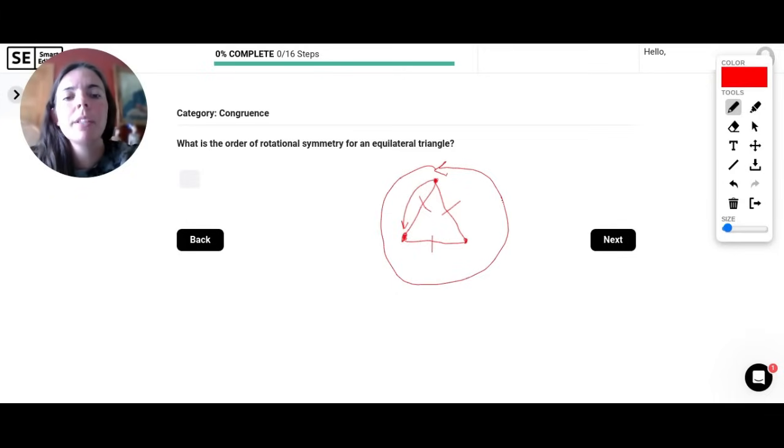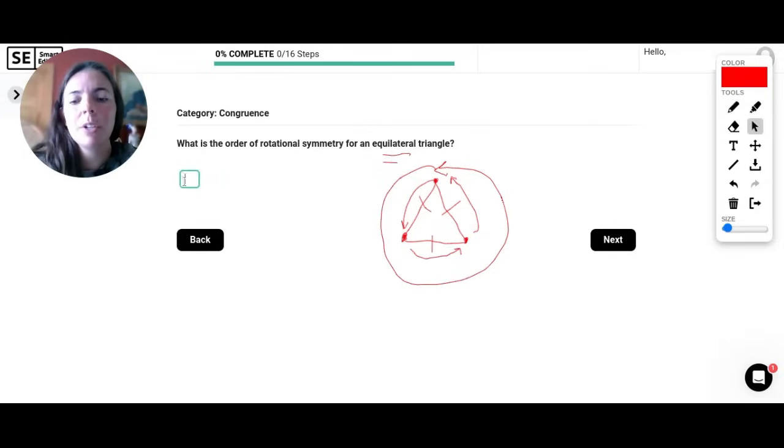So if we spin it once, a certain amount of degrees, this would end up over here. So that would happen once, that would happen twice, and then that would happen 3 times. And that's because this is an equilateral triangle, so all the sides are the same. If it was a different type of triangle, that wouldn't necessarily be true. So the rotational symmetry here would just be 3.